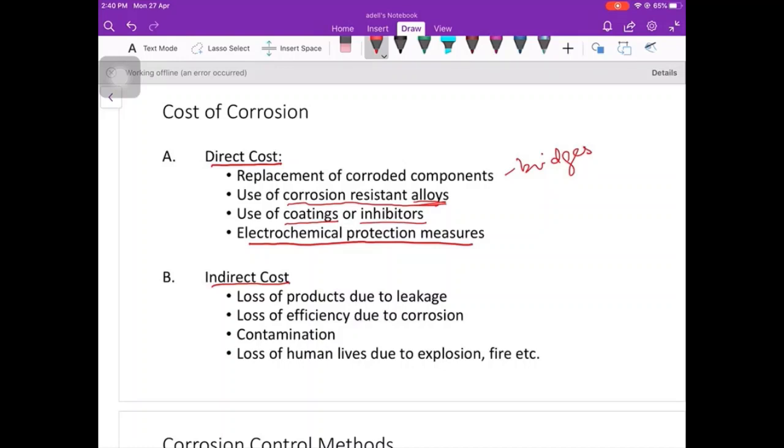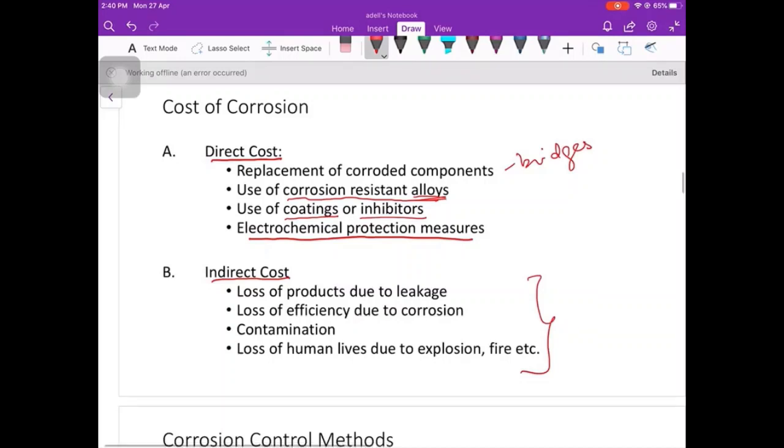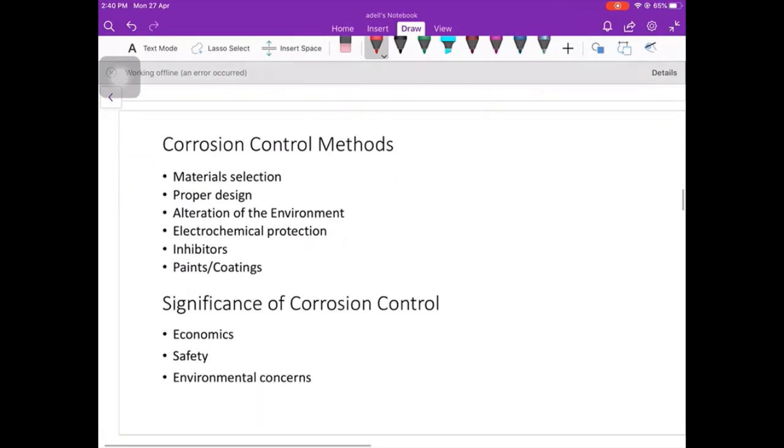For indirect costs, the loss of product due to leakage, loss of efficiency, contamination, and loss of human life due to explosion are all considered indirect costs. They can be related to corrosion, but that is under indirect costs.